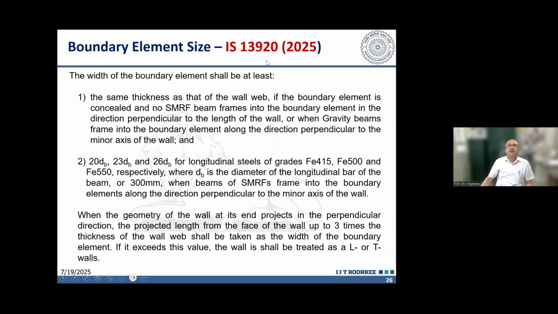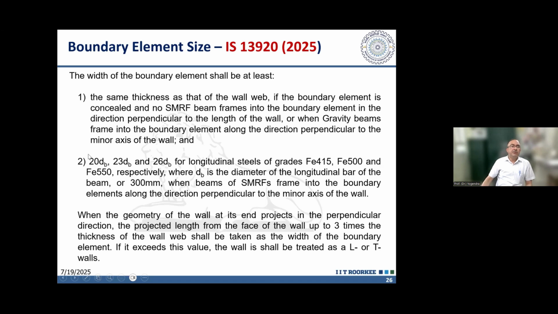Now, as per IS 13920 revised, this is 2025 Part 5, the width of the boundary element, that means the thickness of the boundary element, if it is of the same thickness as that of the wall, then the boundary element is concealed. And in that case, no beam can frame into the boundary element in the perpendicular direction.